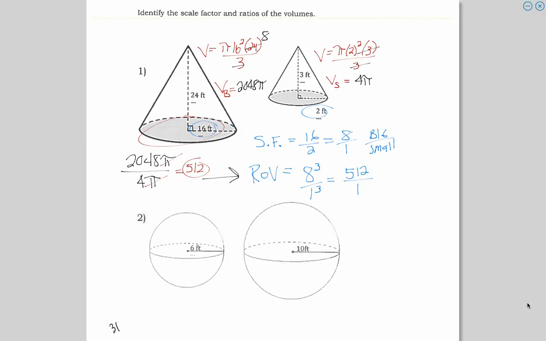So it worked. This way, though, was much faster.